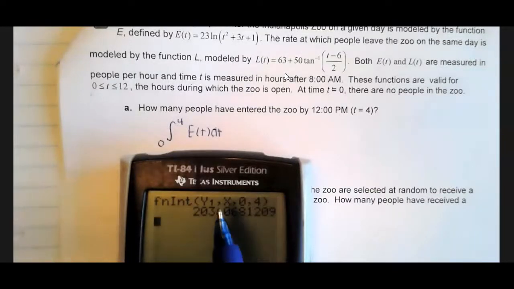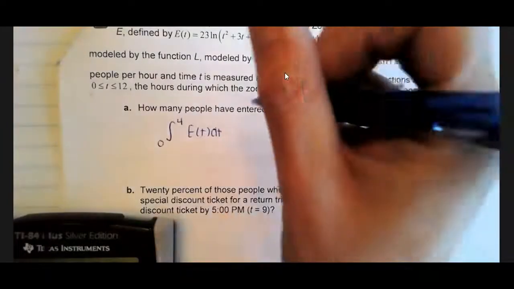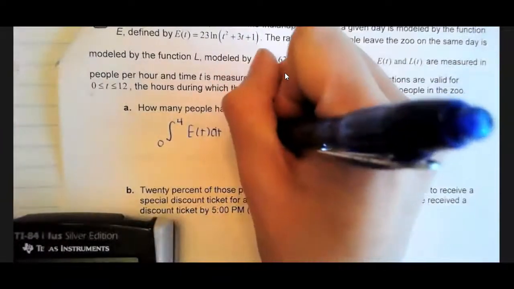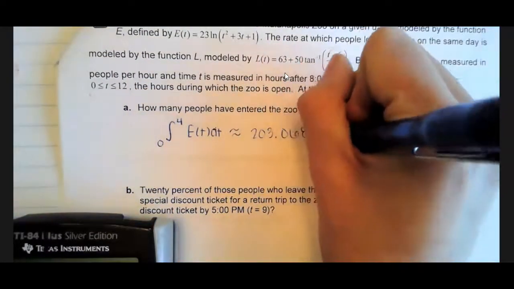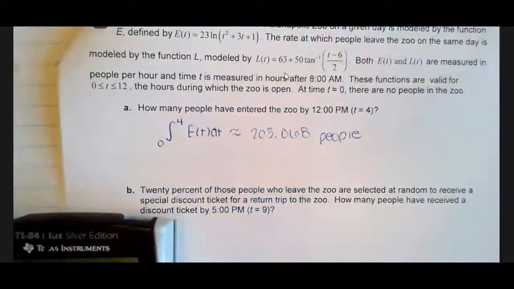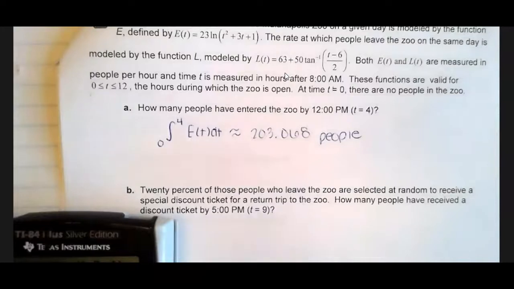And we see that how many people have entered the zoo by 12 p.m.? Approximately 203.068. This one does not ask me to round to the nearest whole number, so I'm going to write it out as a decimal. I'm going to make sure my decimal has 3 decimal places because we want to incorporate all of those.